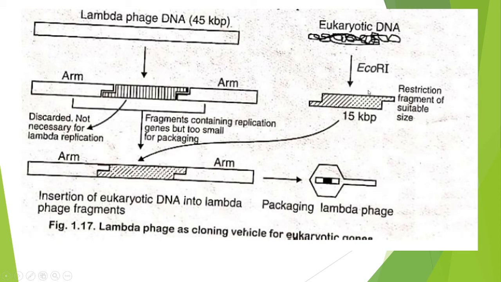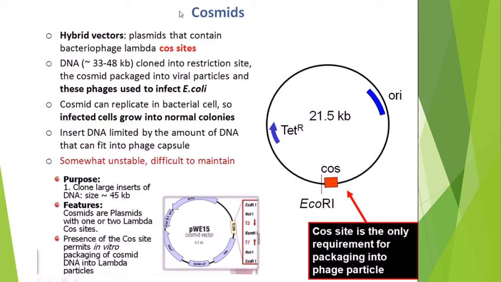Here you have added 15 kilobases of foreign DNA into the DNA of this lambda phage. So these can be utilized as a vector to carry large molecules. And then the next one is the cosmids. These cosmids are hybrid vectors.